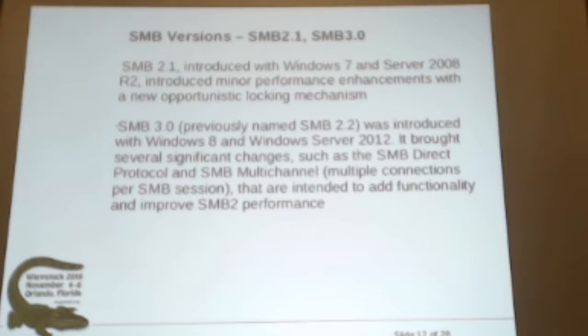SMB 2.1 was introduced with Windows 7 and Windows Server 2008, with minor performance improvements from the new blocking mechanism. SMB 3, which was originally called SMB 2.2, was introduced with Windows 8 and Windows Server 2012. It has several significant changes, SMB Direct Protocol and SMB Multi-Channel, all intended to add functionality and improve performance. So there are lots of improvements to the protocol that we don't have with Gear, but we do have with Samba and OS/2. Next slide, please, Neil.